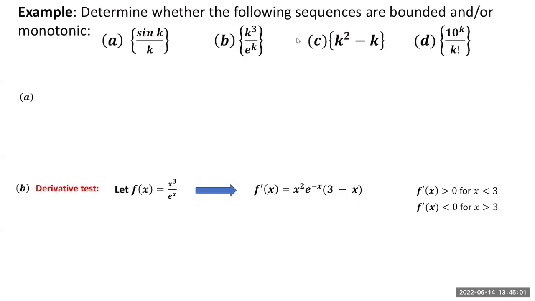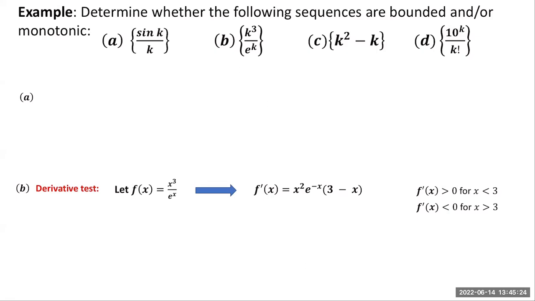Now let's work on this example. Determine whether the following sequences are bounded and/or monotonic. Let's work on the first one. What about the first one? Would that be bounded? Let's deal with the monotonicity later. Would that be a bounded sequence?